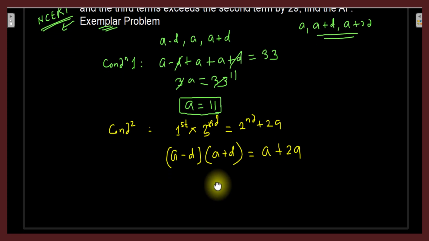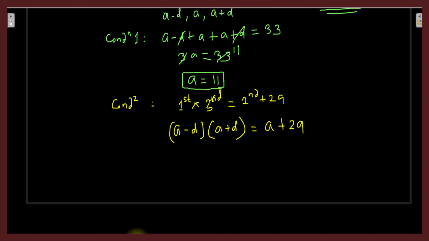Now we will solve this further. So this we will get as A minus B, A plus B, that is A square minus B square. So it will be A square minus D square, which is equal to A plus 29. Now here we have got the value of A as 11.